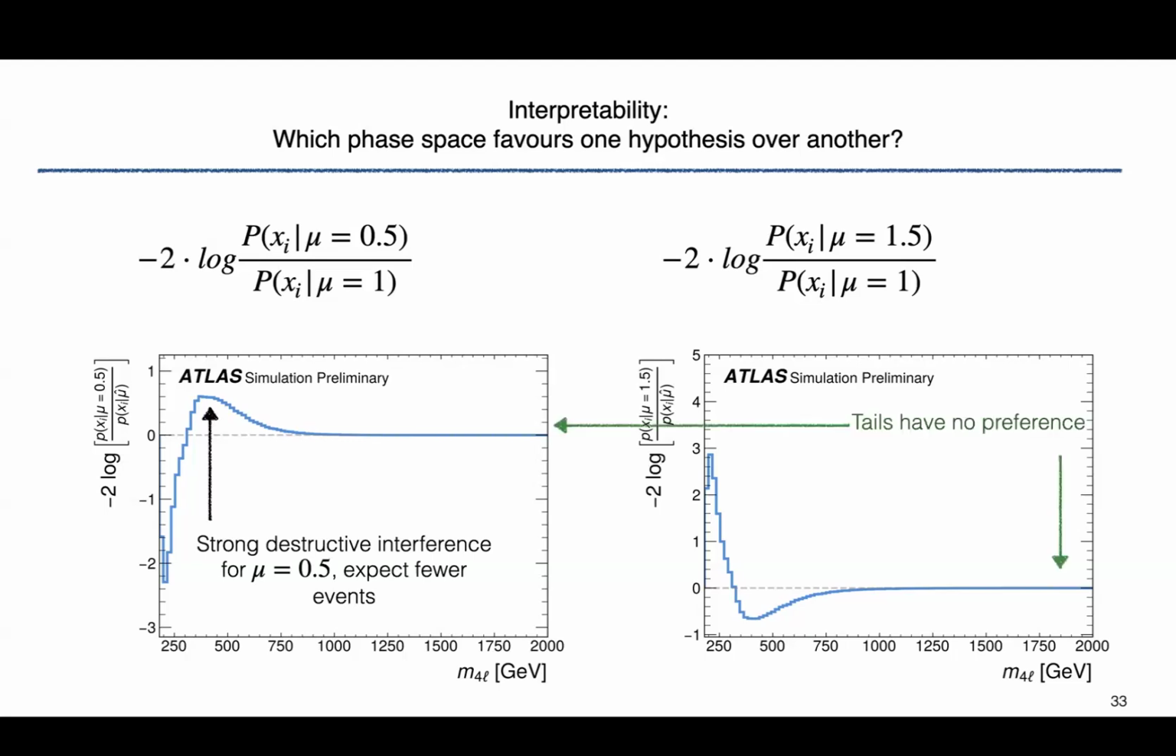And also what's nice to see is that no matter which two hypotheses we test, the tails are always insensitive, so they are exactly at 0, which is good because this is where our simulations start to break down. We don't have enough statistics here, so if it were picking up something here, then it might have picked up mismodeling of our simulators, and luckily it's not sensitive to these kind of fluctuations.